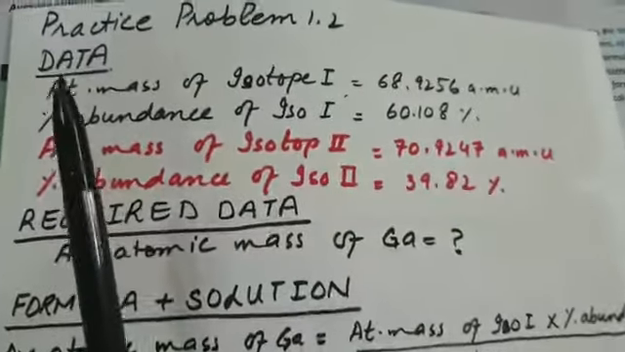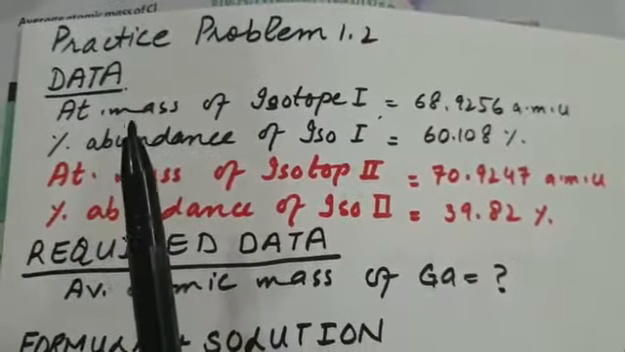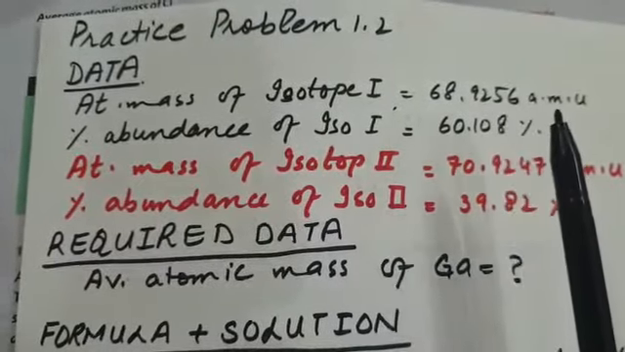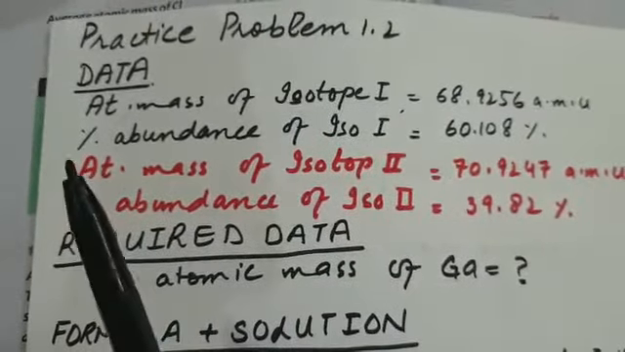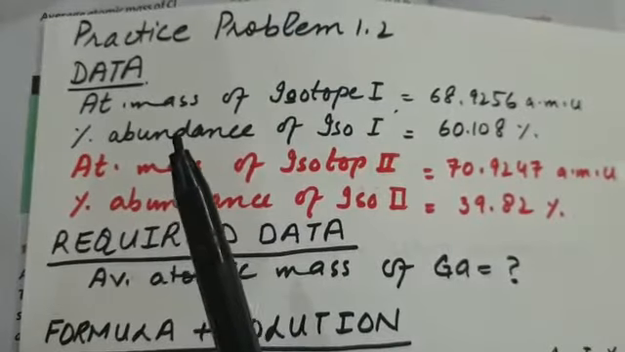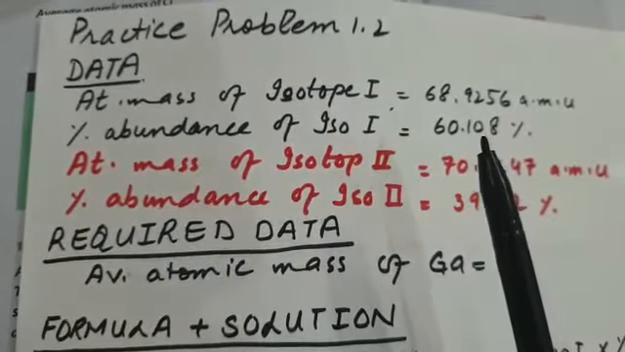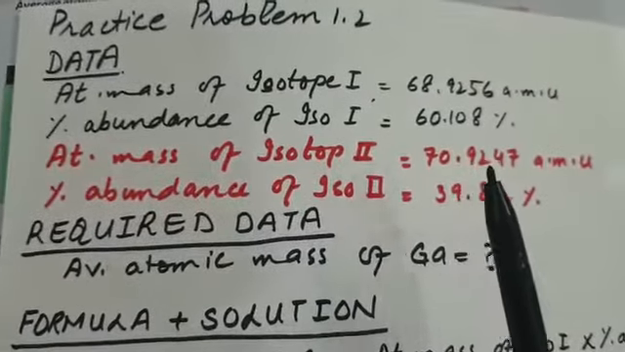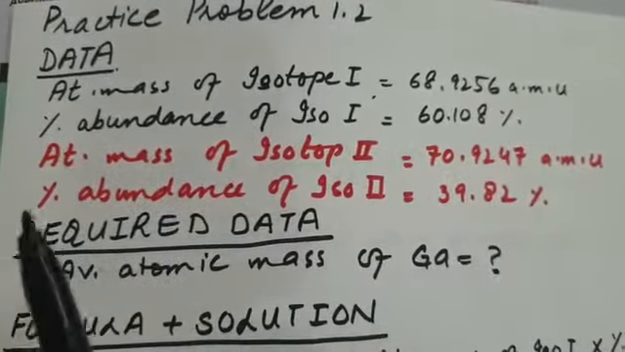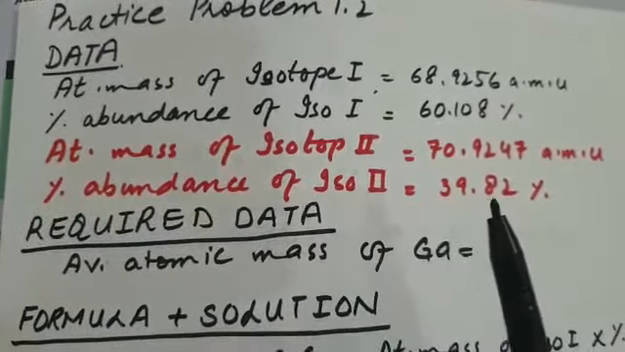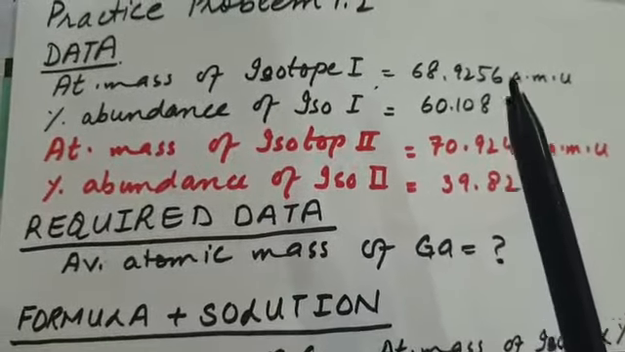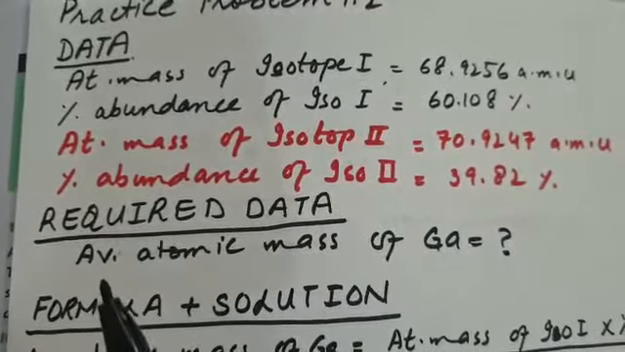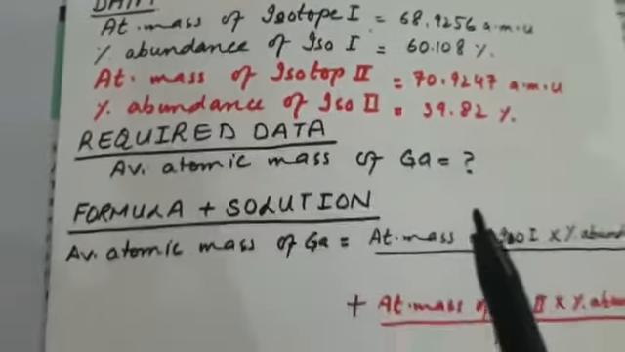For the numerical, you will give the heading, first heading: data. The atomic mass of the first isotope is 68.9256 AMU, that is present in your question. This is the percentage abundance of isotope 1, 60.108. The atomic mass of isotope 2 is 70.9247 AMU, and the percentage abundance of isotope 2 is 39.82. So we have two isotopes. The required data is what you want to calculate, the average atomic mass of gallium.